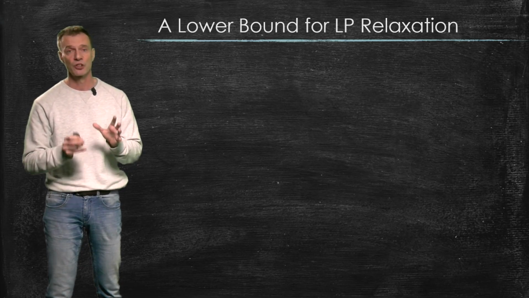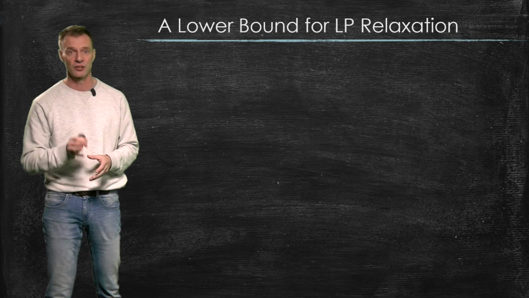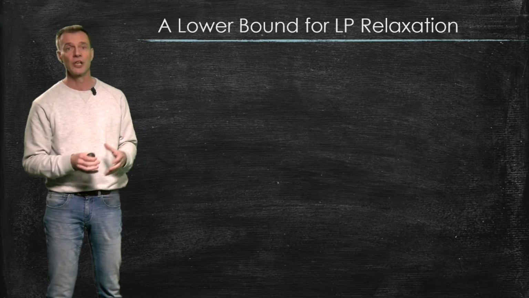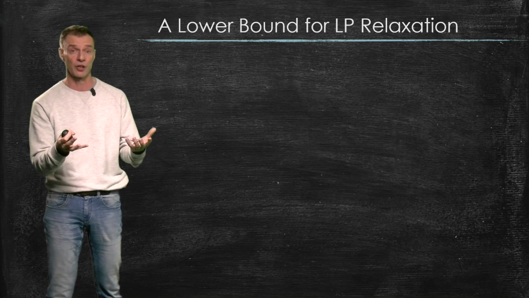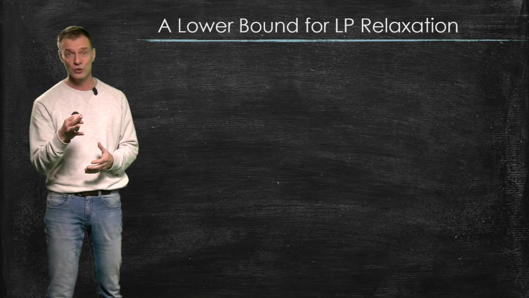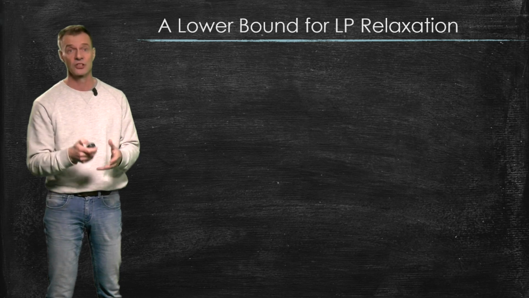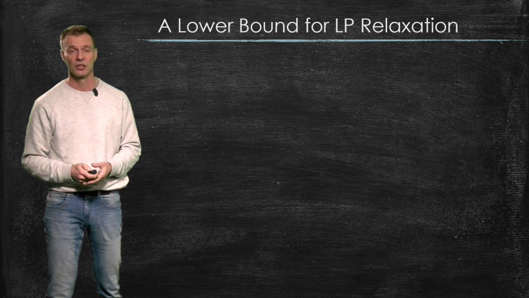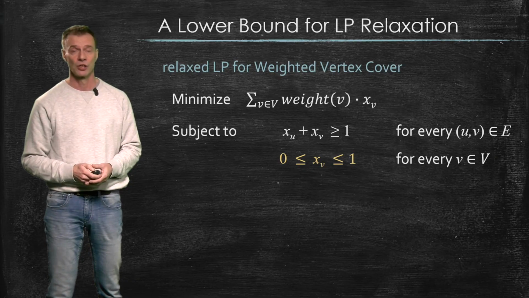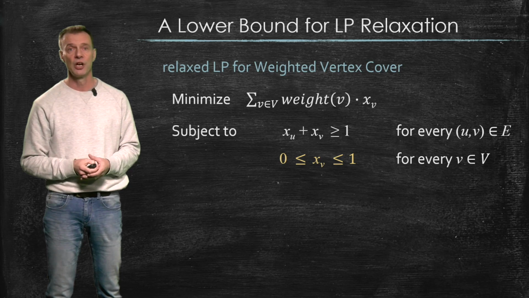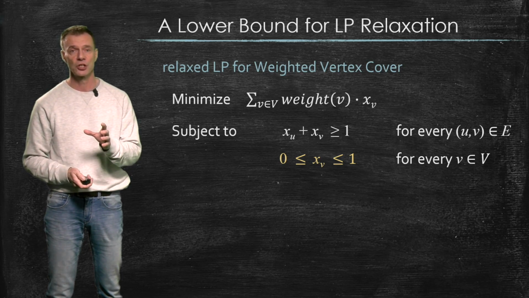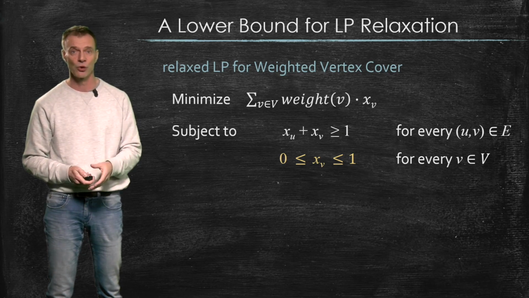And the nice thing about this technique of LP relaxation is that this lower bound doesn't really depend on whether our LP is modeling weighted vertex cover or something else. You can always use the same lower bound. And that's what I'm going to explain next. So what's this lower bound? Here we have, in this case, the relaxed LP for the weighted vertex cover problem. And in the relaxation, we had this constraint that each variable lies between 0 and 1.